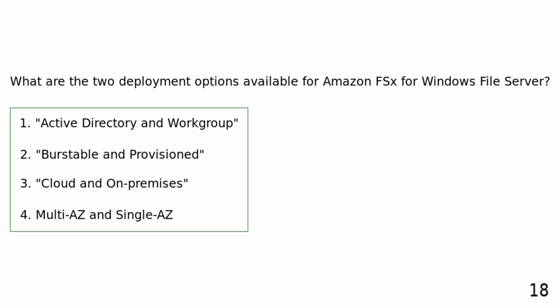What are the two deployment options available for Amazon FSx for Windows File Server? Active Directory and Workgroup. Burstable and provisioned. Cloud and on-premises. Multi-AZ and single AZ. Amazon FSx offers multi-AZ for high availability and single AZ for cost-effective deployments.